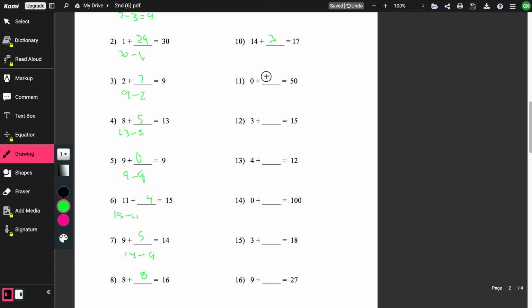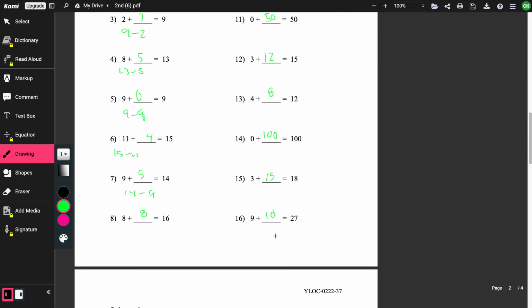50 minus 0, that's 50. 15 minus 3, that's 12. 12 minus 4, that's 8. 100 minus 0 is going to be 100, obviously. And 18 minus 3, that's going to be 15. And 27 minus 9, that's going to be 18. So there you have it. So that's how you solve these.